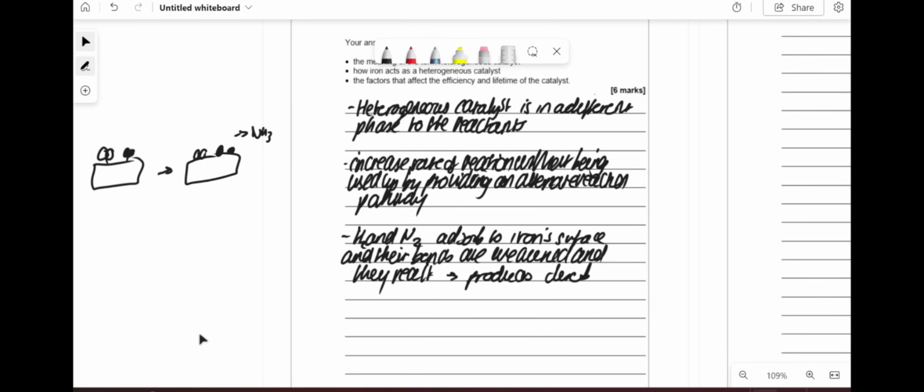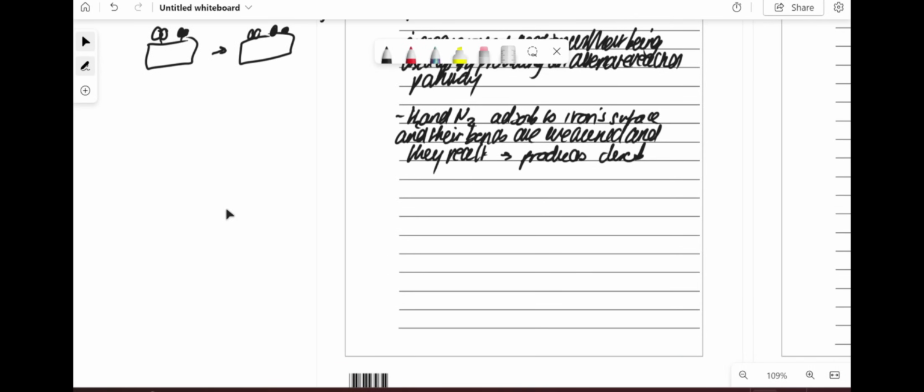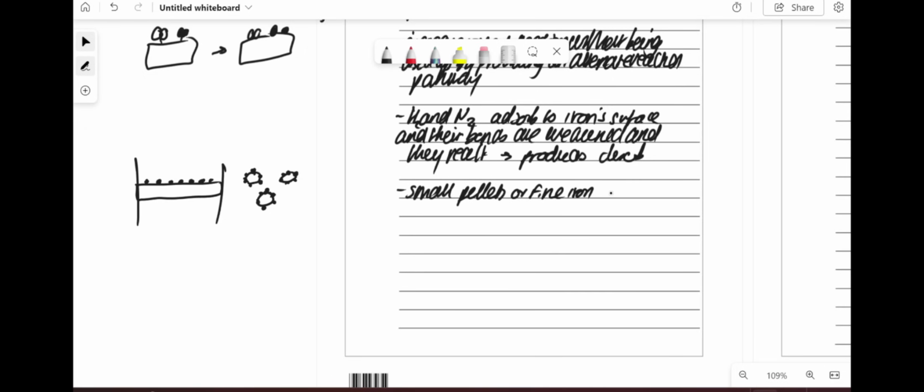Now it says the factors that affect the efficiency and lifetime of the catalyst. So obviously we need to have, first of all, a big surface area. If I've got one big block of iron here, and let's say that's the container, then all I can do is have this on its surface like that. Whereas if I've got tiny little balls of it, I can have them all over like this. So there's a massive surface area, and I could fit loads more on a singular bit. So we need to use small pellets or a mesh. So small pellets or fine iron gives an increased surface area.